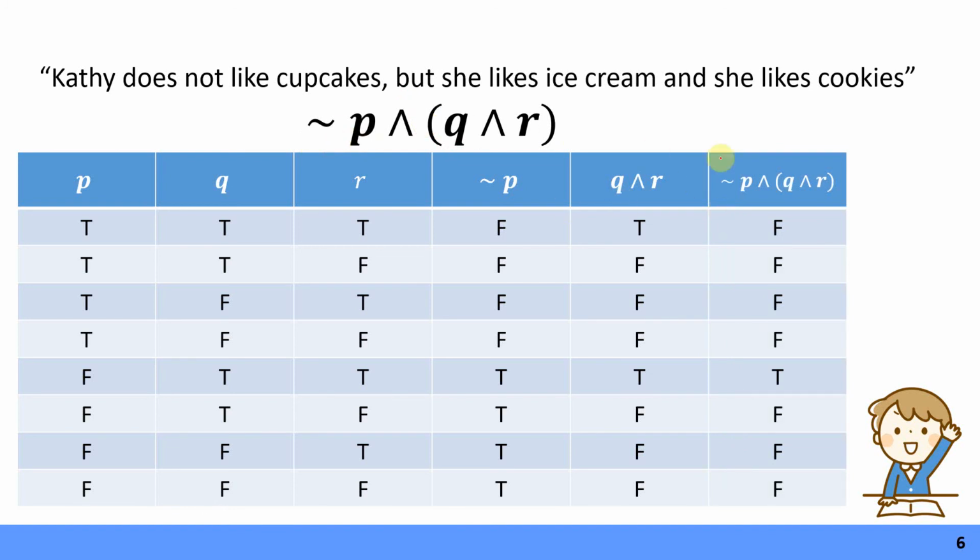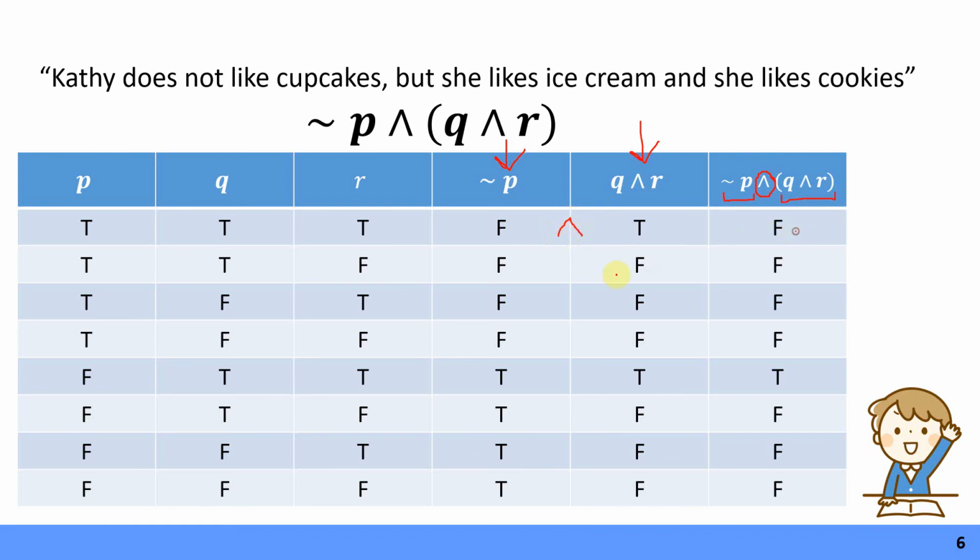So if you notice, we are ready to do a column for the whole statement because we have a column for negation P, which is right here. So we're going to be using this column. We already have a column for Q and R, which is right here. Now what we're going to be doing is joining those two columns with a conjunction. And again, remember, conjunction is true when they're both true. So let's give this a try.